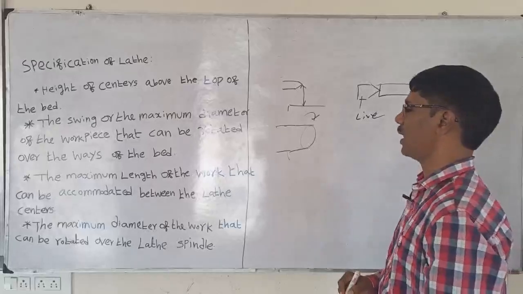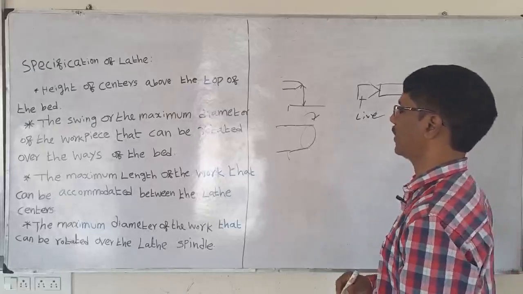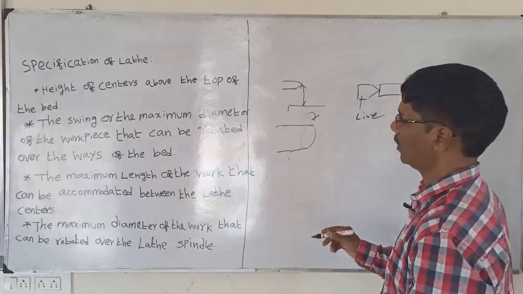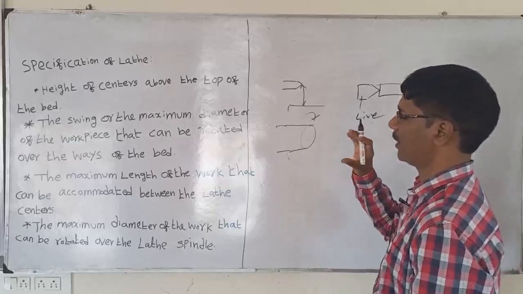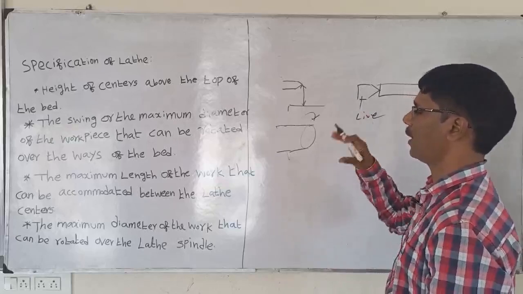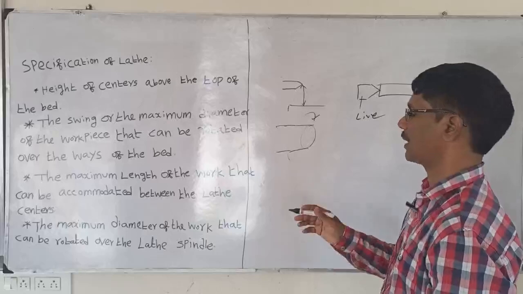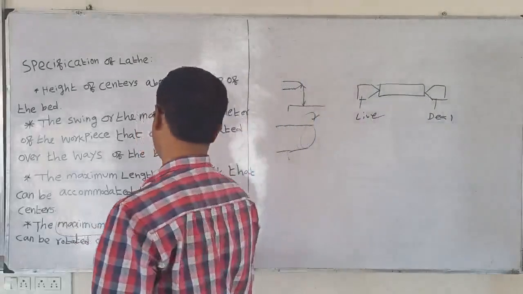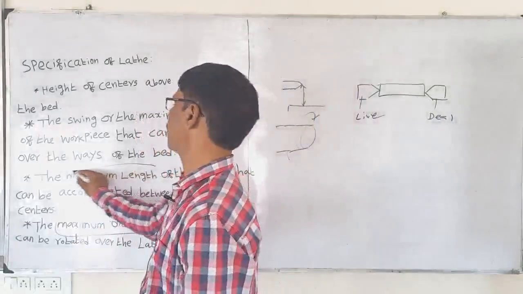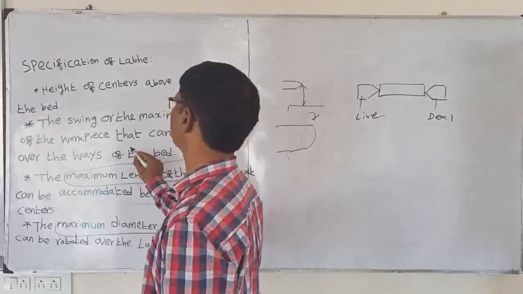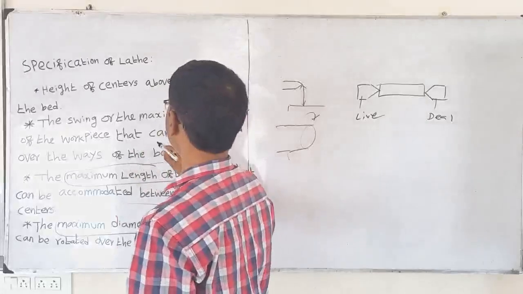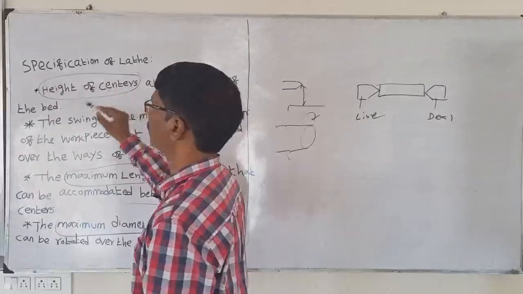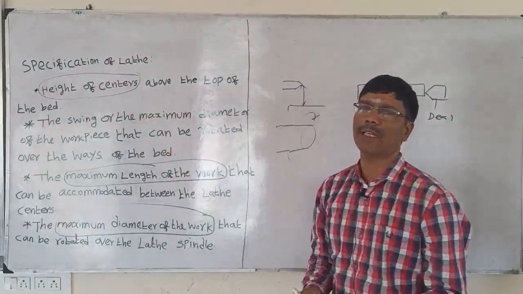The next point is the maximum diameter of work that can be rotated on the lathe spindle. When a workpiece is placed on the spindle, it is able to freely rotate. So that is the maximum diameter of the work that can be rotated over the lathe spindle. So maximum length of the workpiece, the swing or maximum diameter of workpiece that can rotate over the bed, and height of the center. So these are the four major specifications of the lathe.